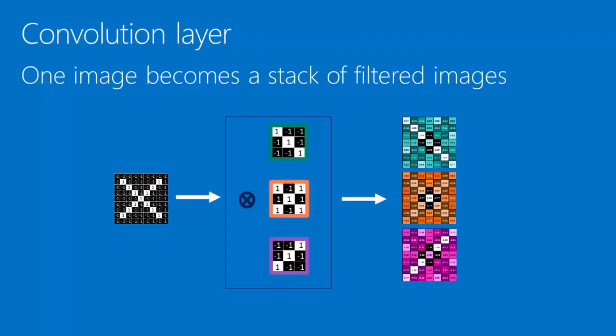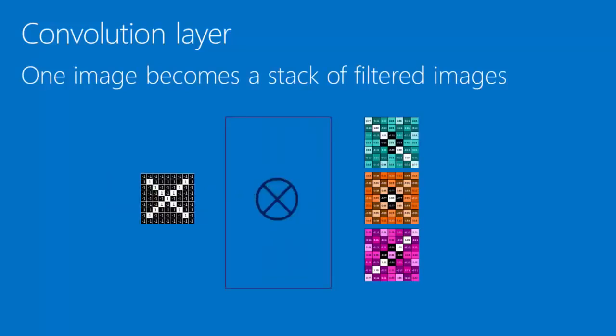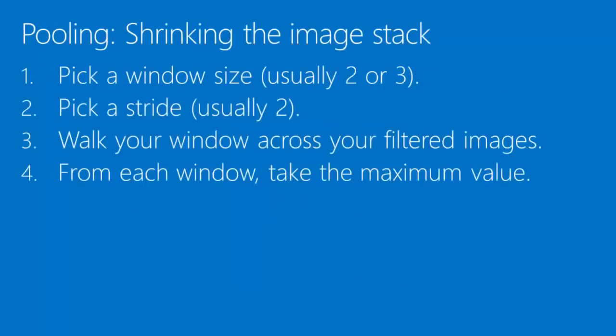This act of convolving an image with a bunch of filters, a bunch of features, and creating a stack of filtered images is what we'll call a convolution layer. A layer because it's an operation that we can stack with others, as we'll show in a minute. In convolution, one image becomes a stack of filtered images. We get as many filtered images out as we have filters. So the convolution layer is one trick that we have.